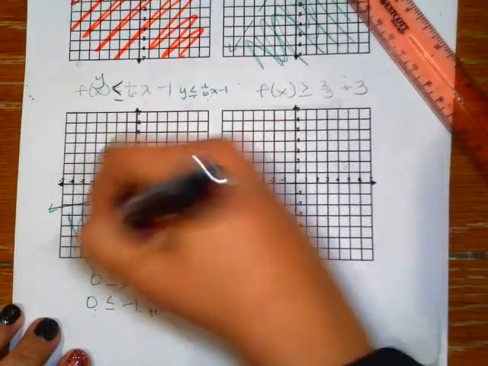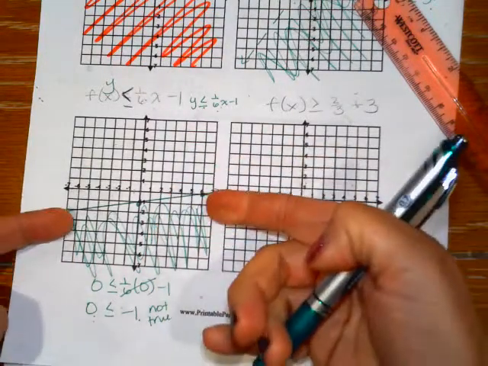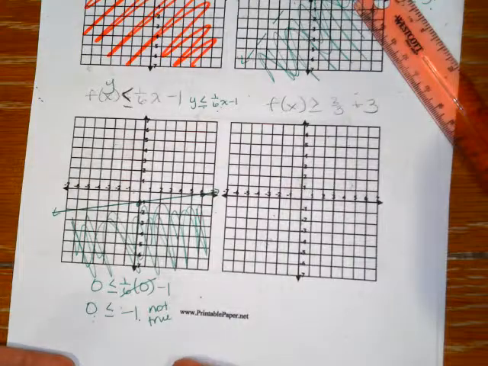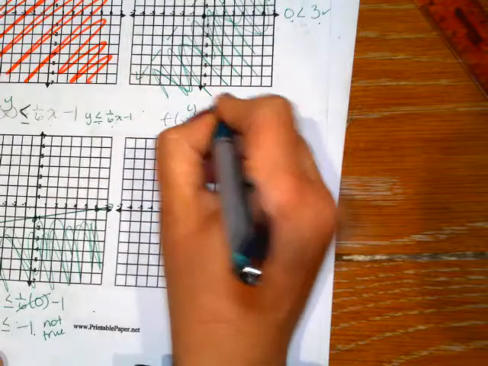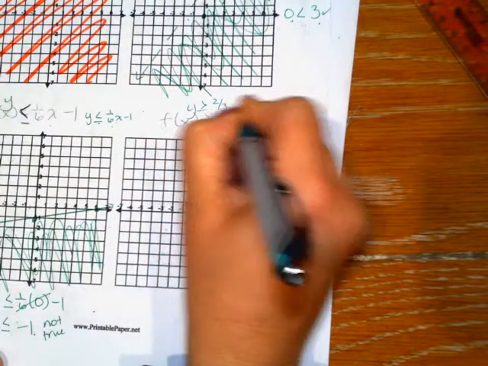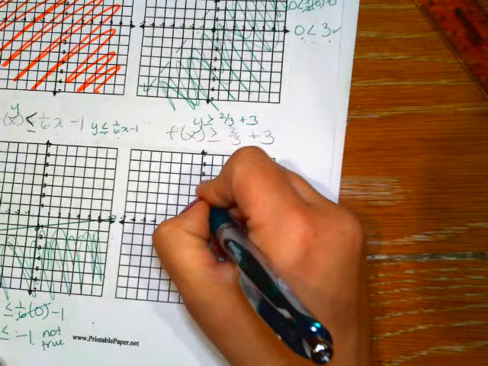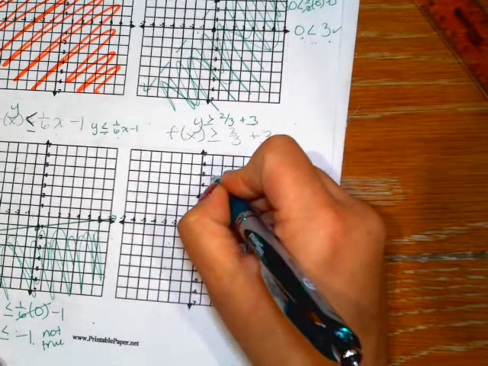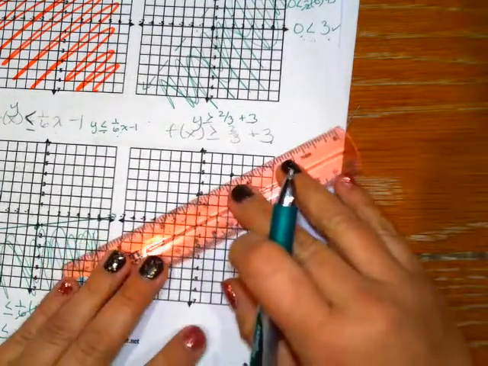If I plug that in, that's not true. So I know I need to shade down here. Now this one's a little bit easier to see because I know that y needs to be less than this line. Here's my line. Obviously coming down this way is less than that line. Okay, this guy right here, again, f of x, just a fancy way of saying y. Graph it like you would a line, starting at 3. There's my y-intercept. I'm going up 2/3. Again, another solid line.